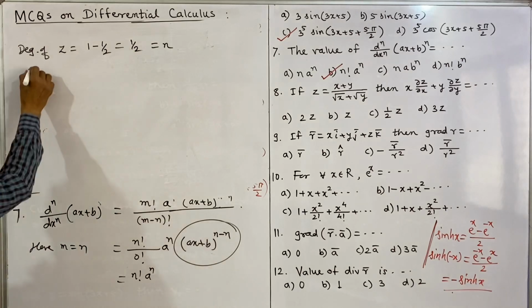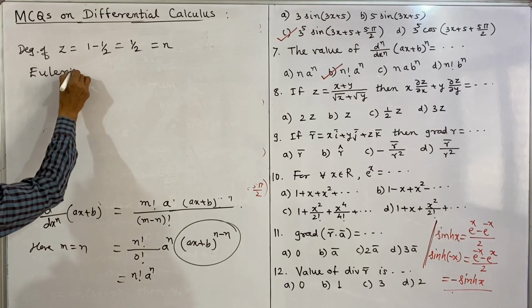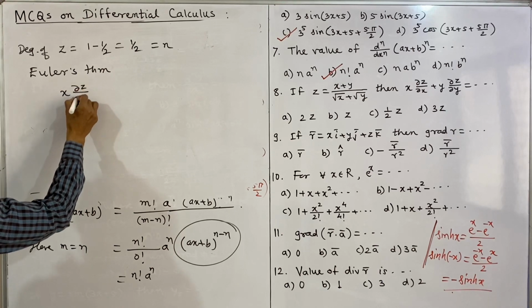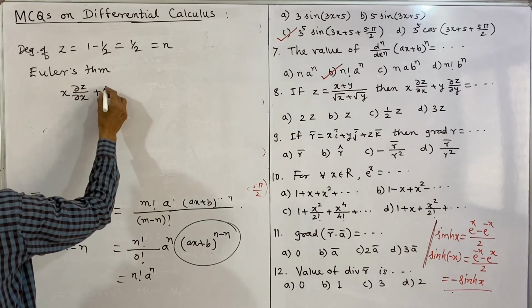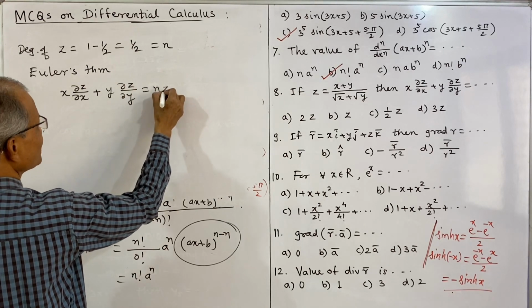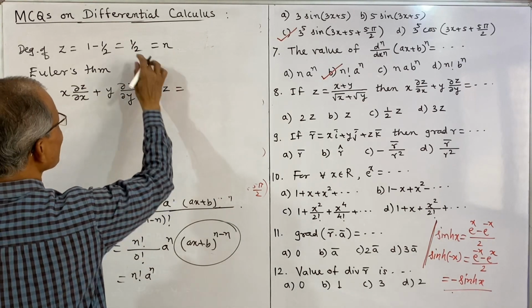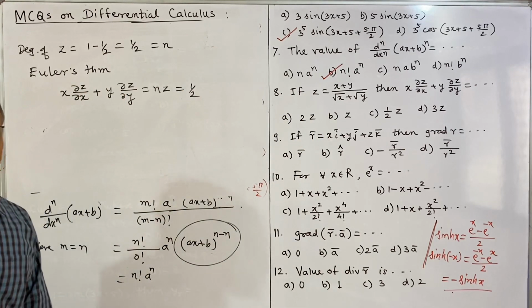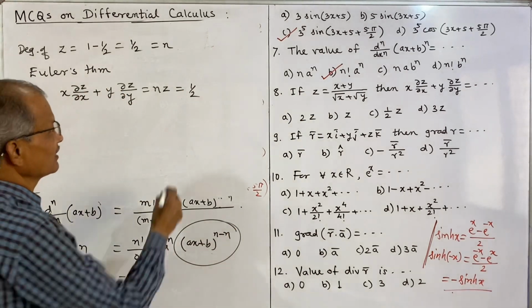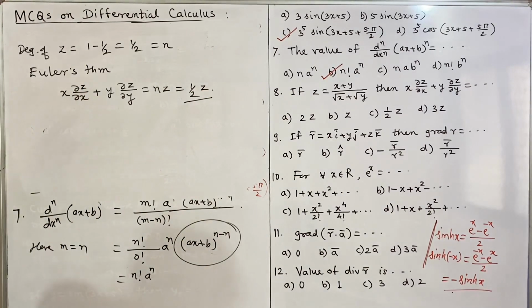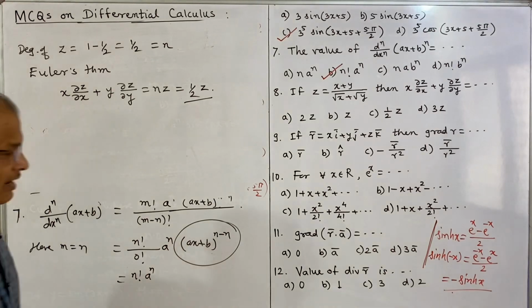Then by Euler's theorem, x dou z by dou x, partial derivative of z with respect to x, plus y partial derivative of z with respect to y, is equal to n times z. And what is n here? N is half, the degree of z. If it is homogeneous, n is the degree of z, and that is half into z. So, this is the correct alternative, half z.